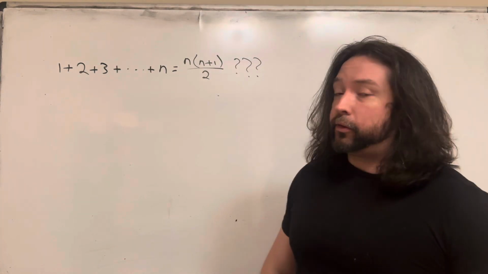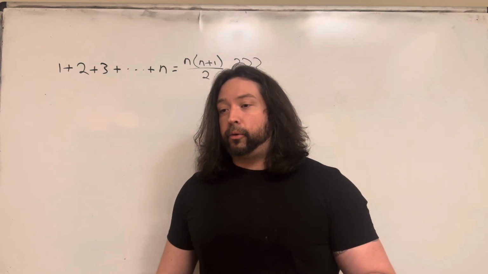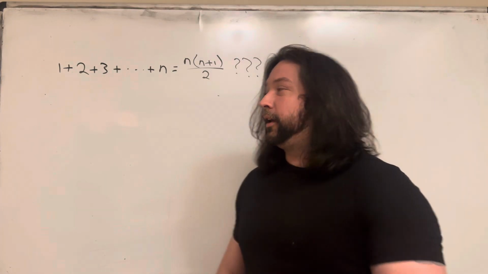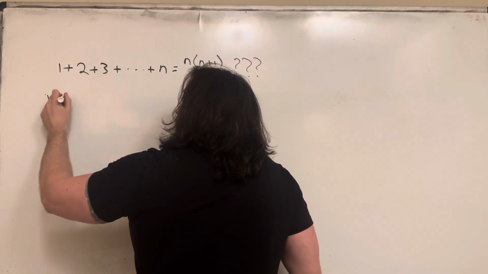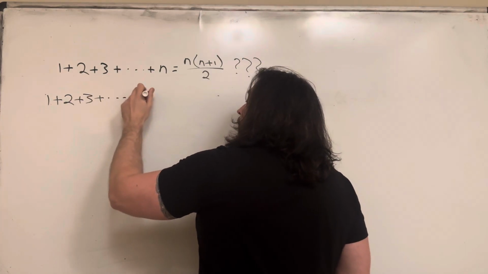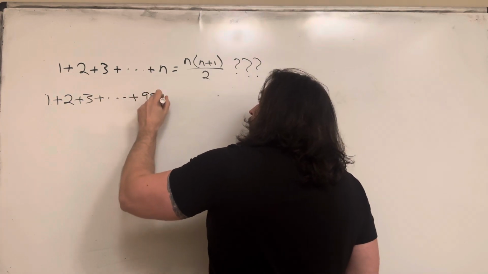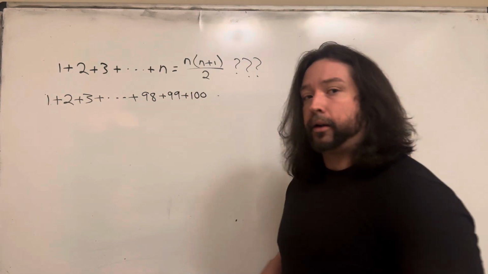And I want to start this with a story about a mathematician named Gauss, who as a kid, it is said, was given this problem by his teacher. And his teacher asked him to sum up all of the numbers to 100. And so we're just going to write that here.